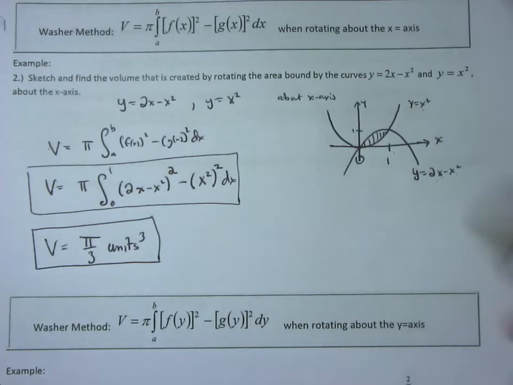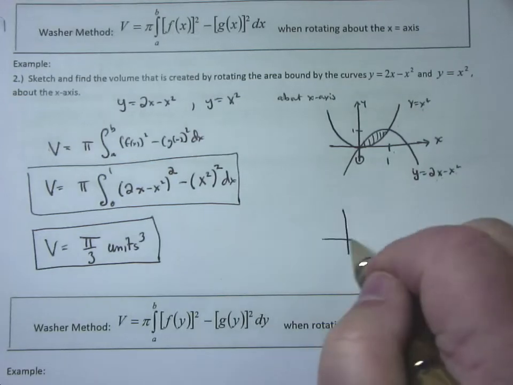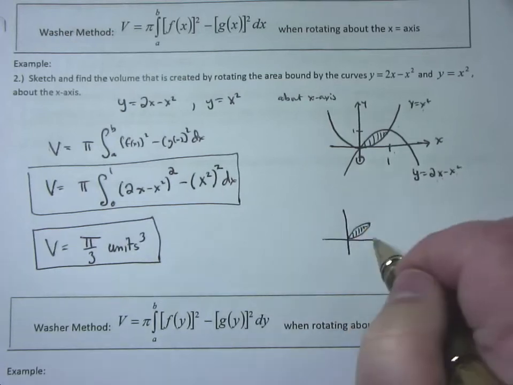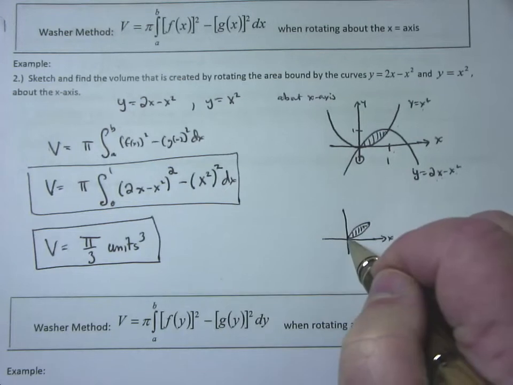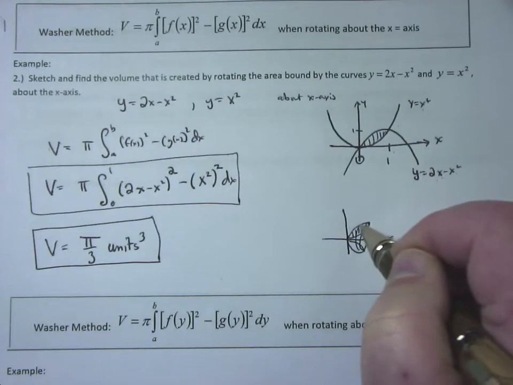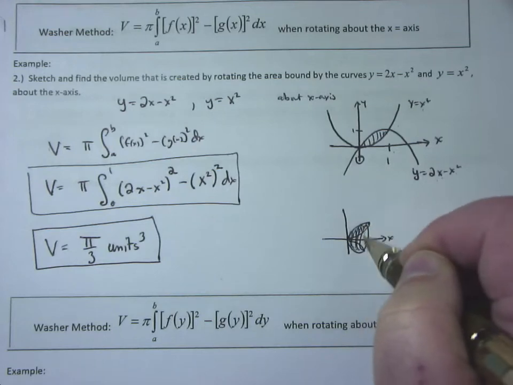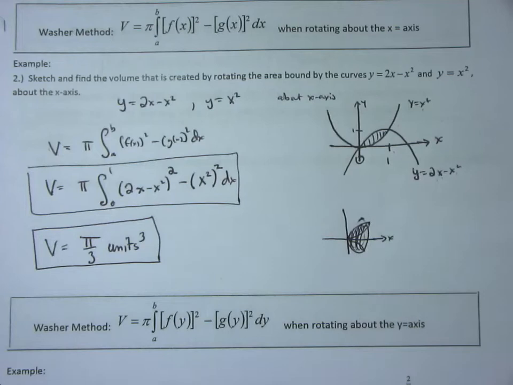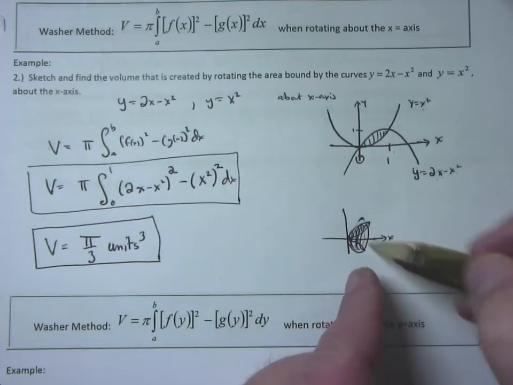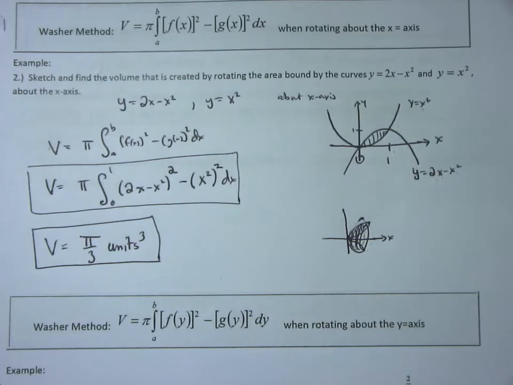So now I'm going to take this picture over here. I'm going to show you what I found the volume of. This is my region right here, and I'm rotating it about the x-axis. So if you rotate it, you get this reverse image down here, and you've got this bowl-looking thing that's been scooped out internally. Does that make sense? You found the volume of this widget. There you go. Did I lose you guys anywhere?